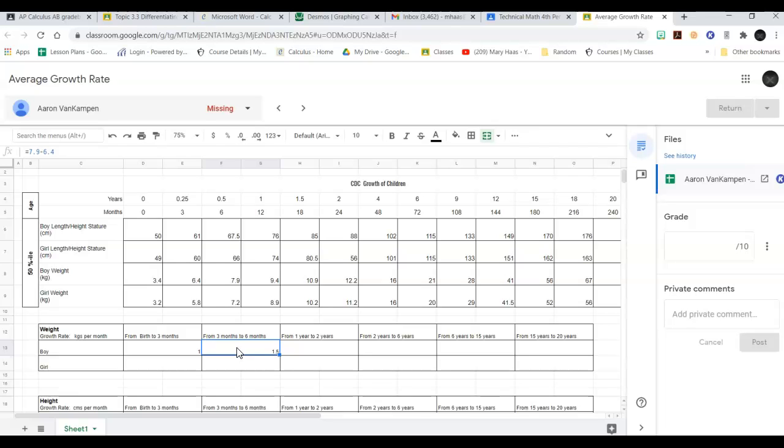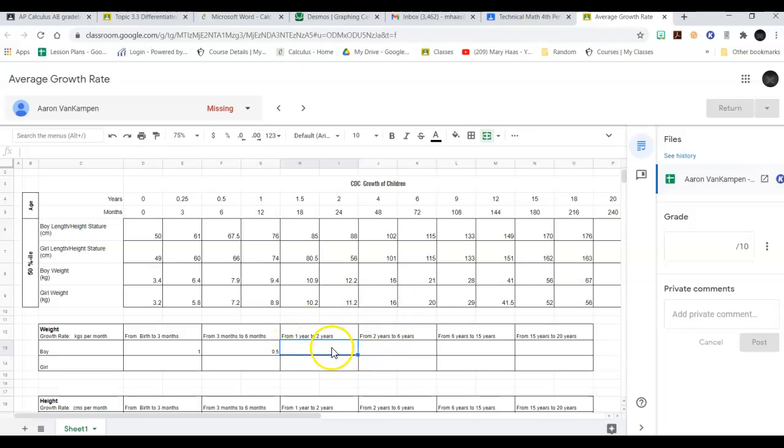So now equals. Now, the way I'm going to know that I do 3 months is because 6 minus 3 is 3 months. So I'm going to take equals 1.5 divided by 3. It's not always 3 months. Some of these other ones are more. So here's your answer, 0.5 kilograms per month. All right, now let's look at this next one.